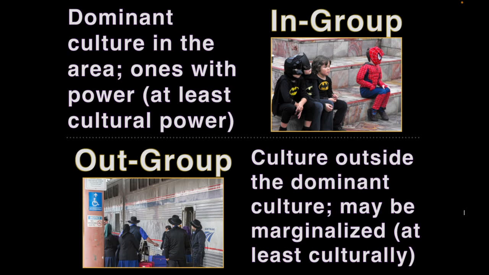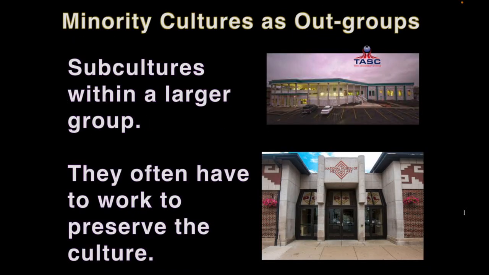And that doesn't mean they're completely powerless, completely subjugated or subordinated, but at least culturally, they don't have the power of being transmitted through everyday norms. Take, for example, the Amish people in this picture. Amish values aren't typically represented in a public school setting, and so Amish groups might need to do more to protect that culture or to pass that culture on to their next generation. And you often see that with minority cultures as out-groups.